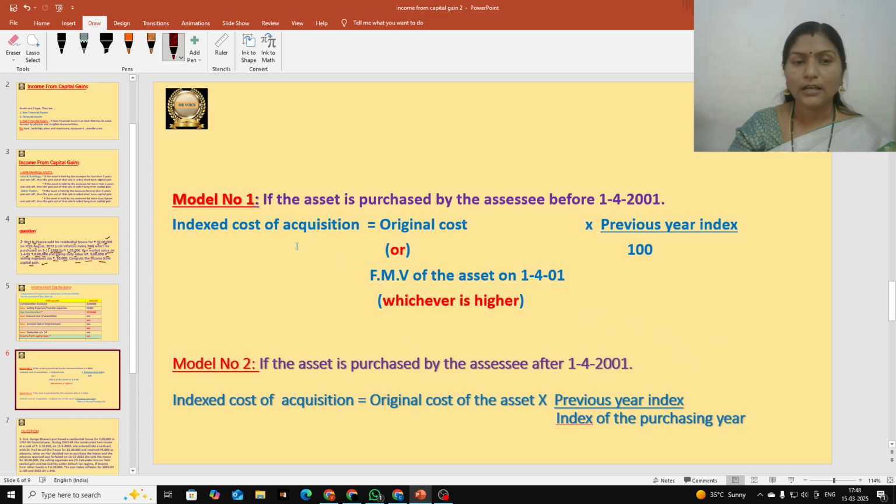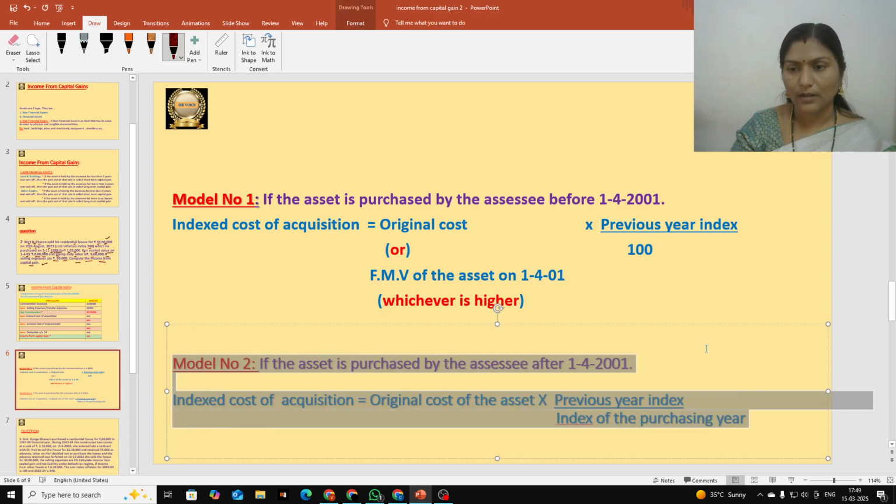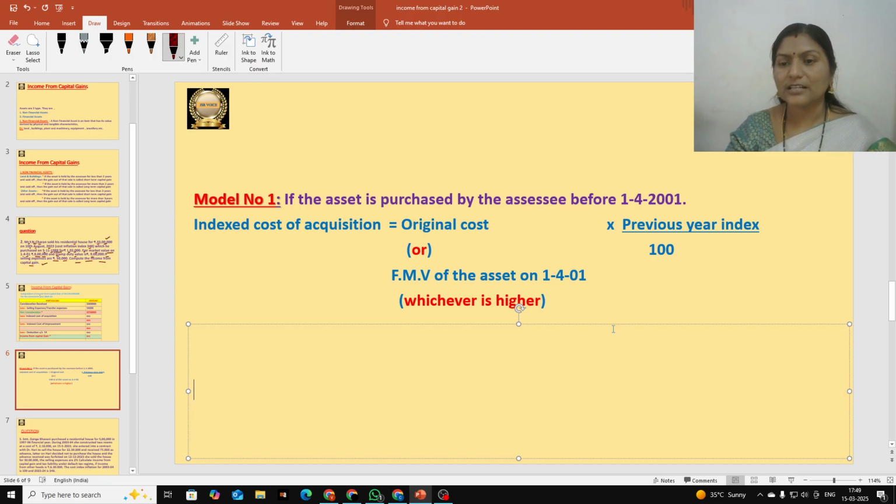Hope this is clear. So here our assessee actually purchased that asset in the year 1988. So he purchased before 1-4-2001, so we are going to take model 1. This model 1 we are going to take, and model 2 I am deleting, because model 2 is not suitable for us. That is useful whenever the asset is purchased after 1-4-2001. But our assessee purchased that asset before 1-4-2001, that is why we are taking model 1.